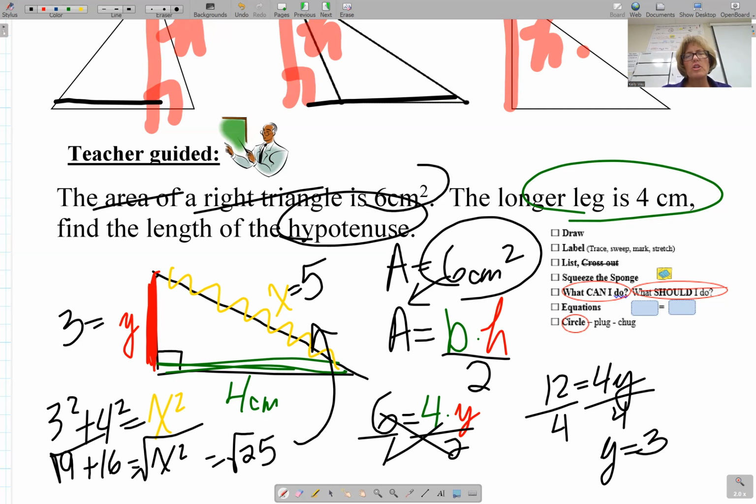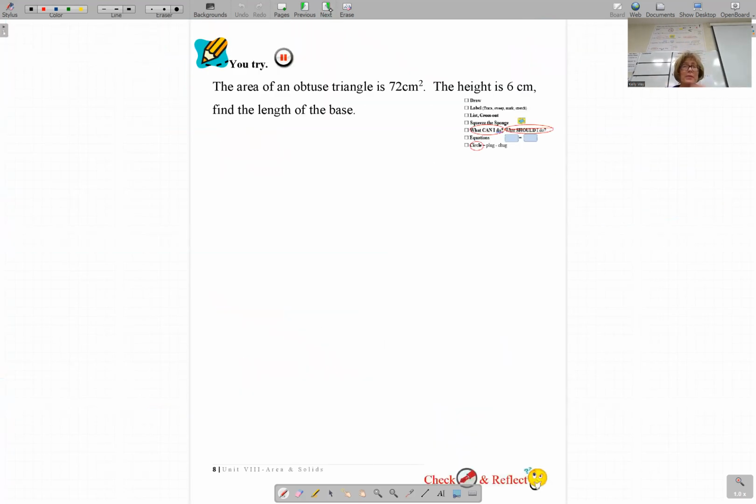X equals 5. Watch out for units: centimeters, because it's one dimension. This you're going to do on your own. Pause the video. Restart when you're done.